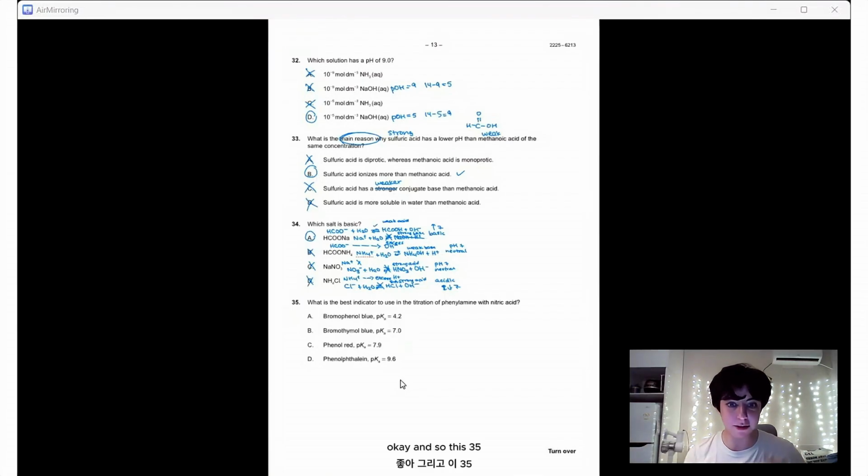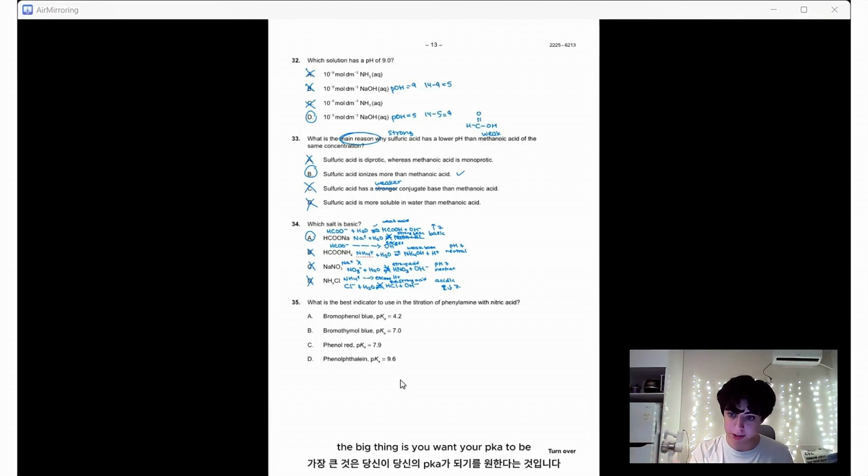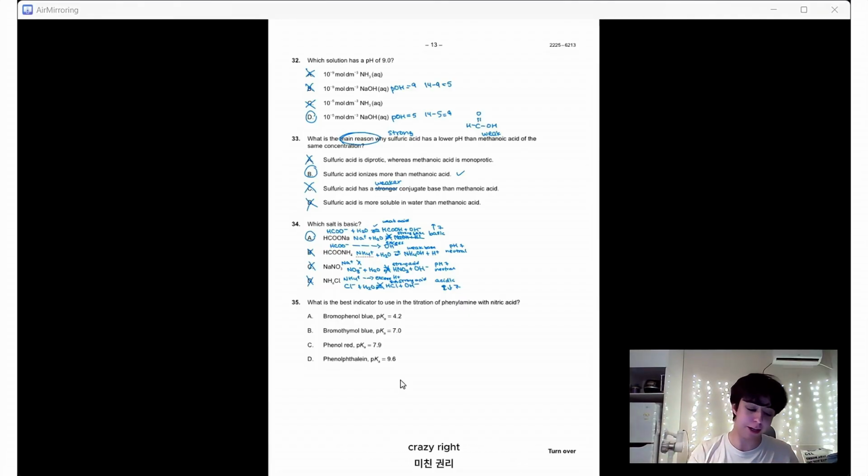Okay, and so this one, 35, is what is the best indicator to use with the titration of phenylamine with nitric acid. This one is literally just the hydrolysis of salts in a different shape. With your pH curves, the big thing is you want your pKa to be where your equivalence point is going to be, where that pH is going to be at your equivalence point. Which you can know from the pH of the salt, which is just the hydrolysis of salts. Crazy, right? I'm not going to explain that theory again, so we're going to go with the metaphor.